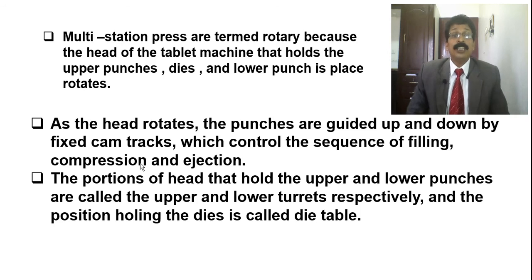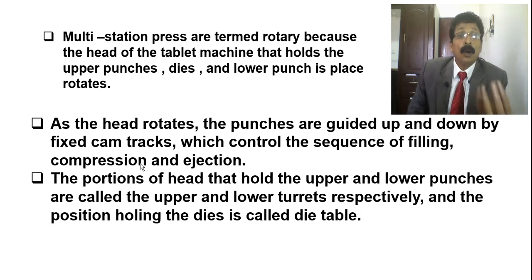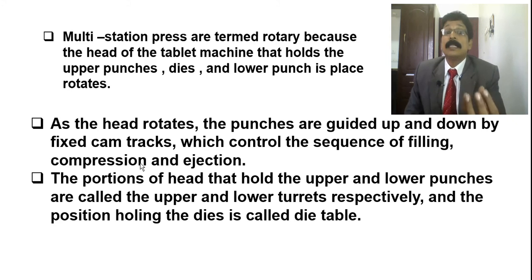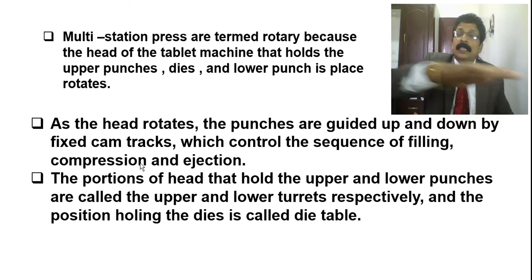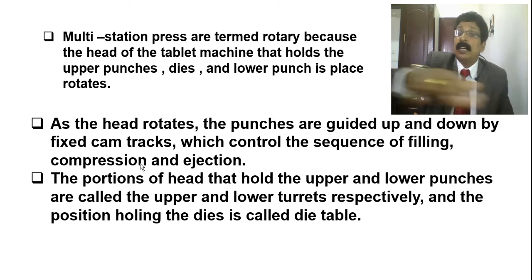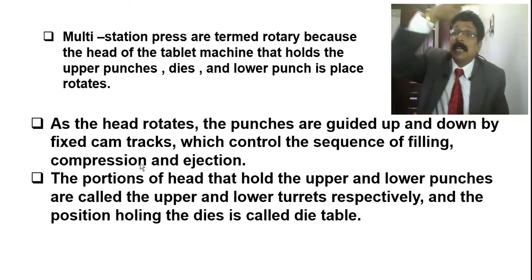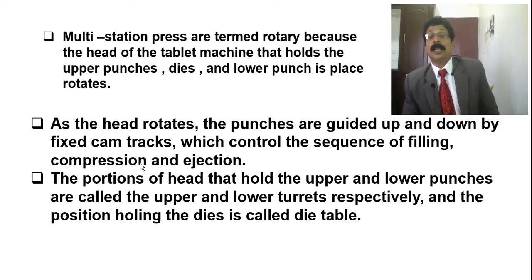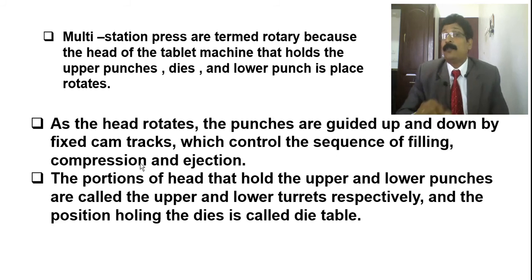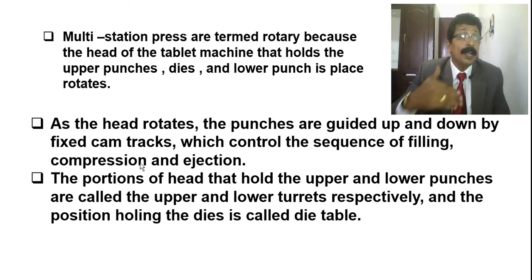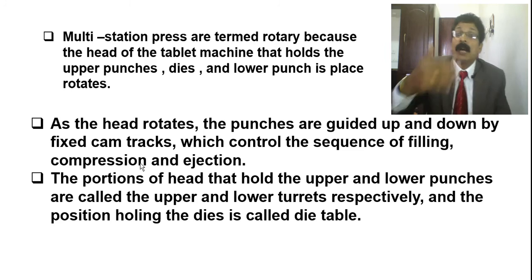The position holding the dies is called the die table. The die table will have holes where the dies will be fixed. Even for the single punch we fixed one die, but here we will have many dies and many punches. If there are, suppose, 35 dies, then 35 upper punches and 35 lower punches will be there. These are the stations, maintained by the number of dies. So you should know that we are now going to the advanced stage. One we studied, now we are going to many dies and many punches and how they will work.